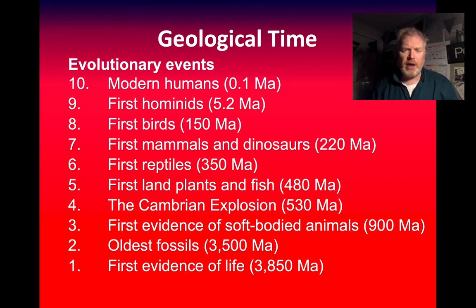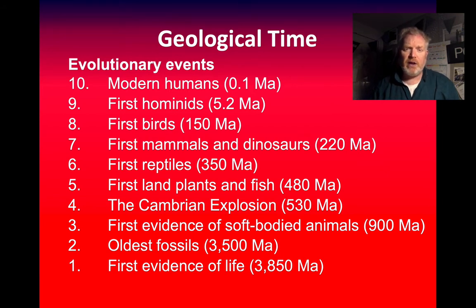The oldest fossils we have are about 3.5 billion years old, 3,500 million years old. The first soft-bodied animals we get traces of about 900 million years ago. A really important evolutionary event called the Cambrian explosion, far more about that in theme 11, happened about 530 million years ago. The first land plants, and about the same sort of time the first fish evolved, about 480 million years ago.